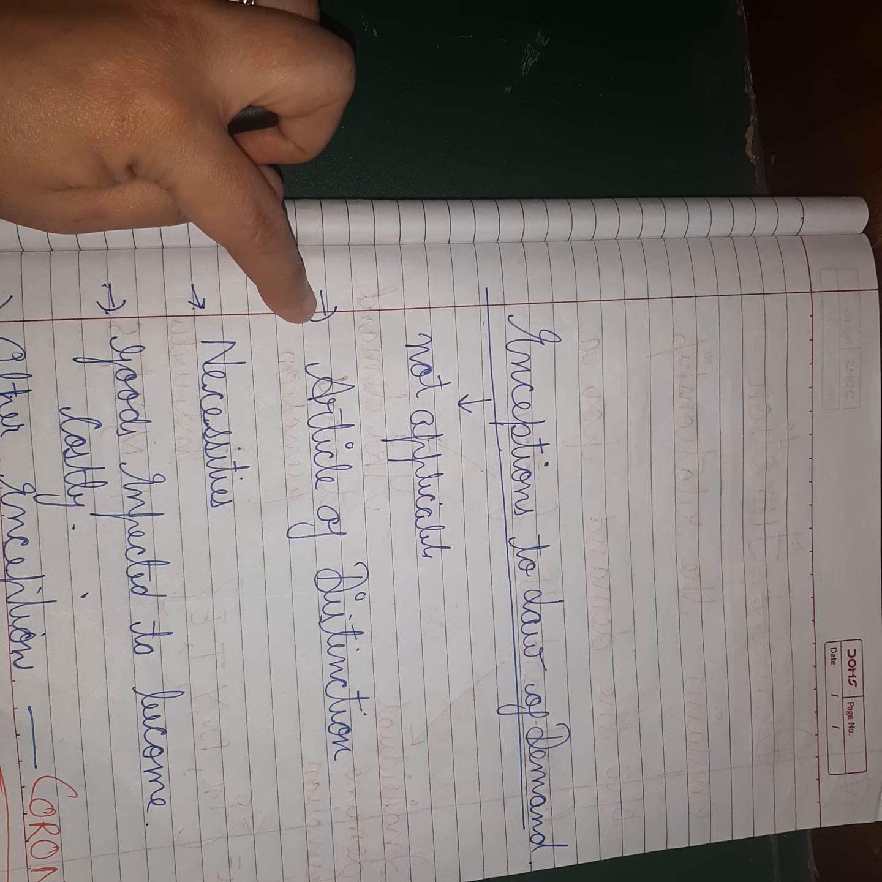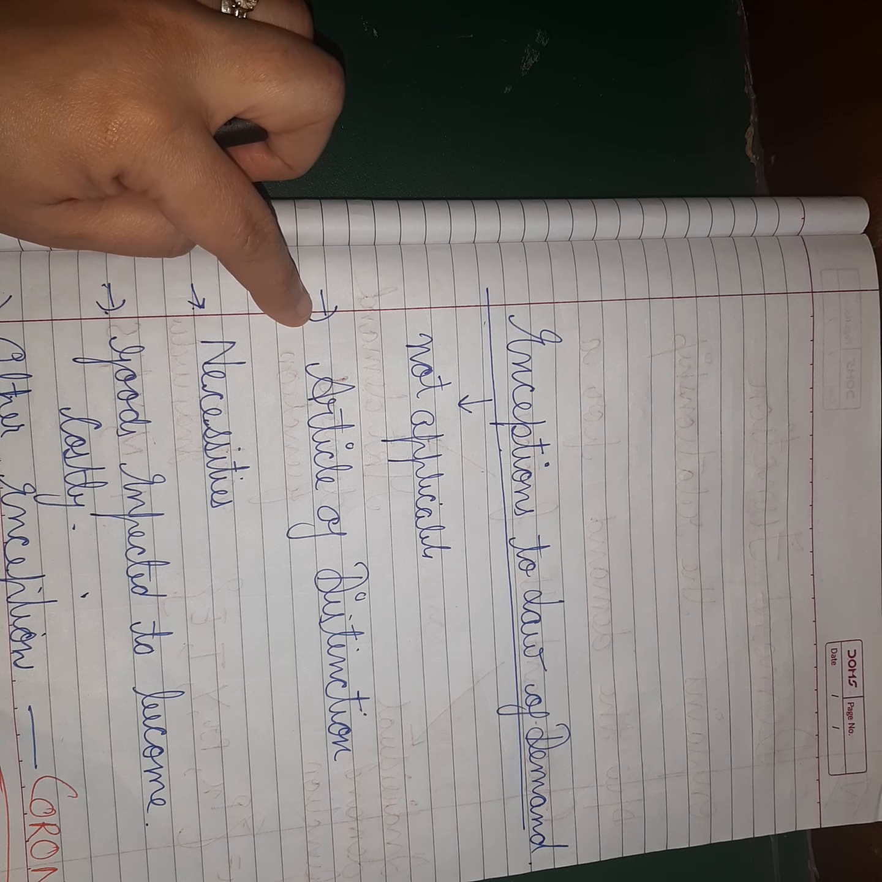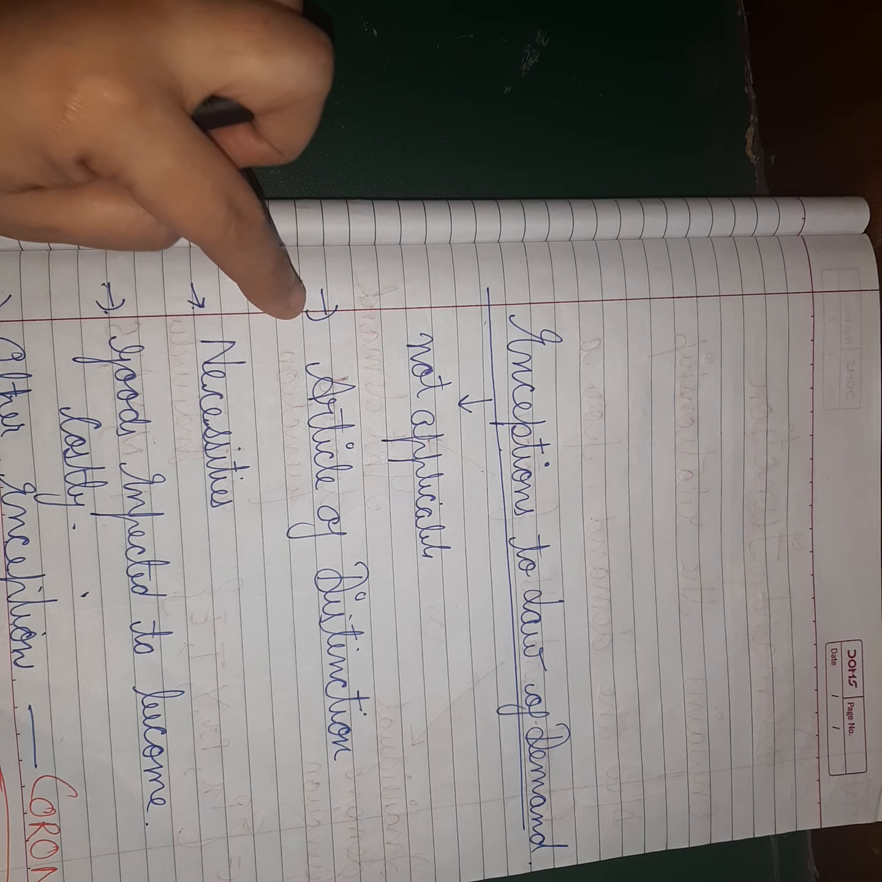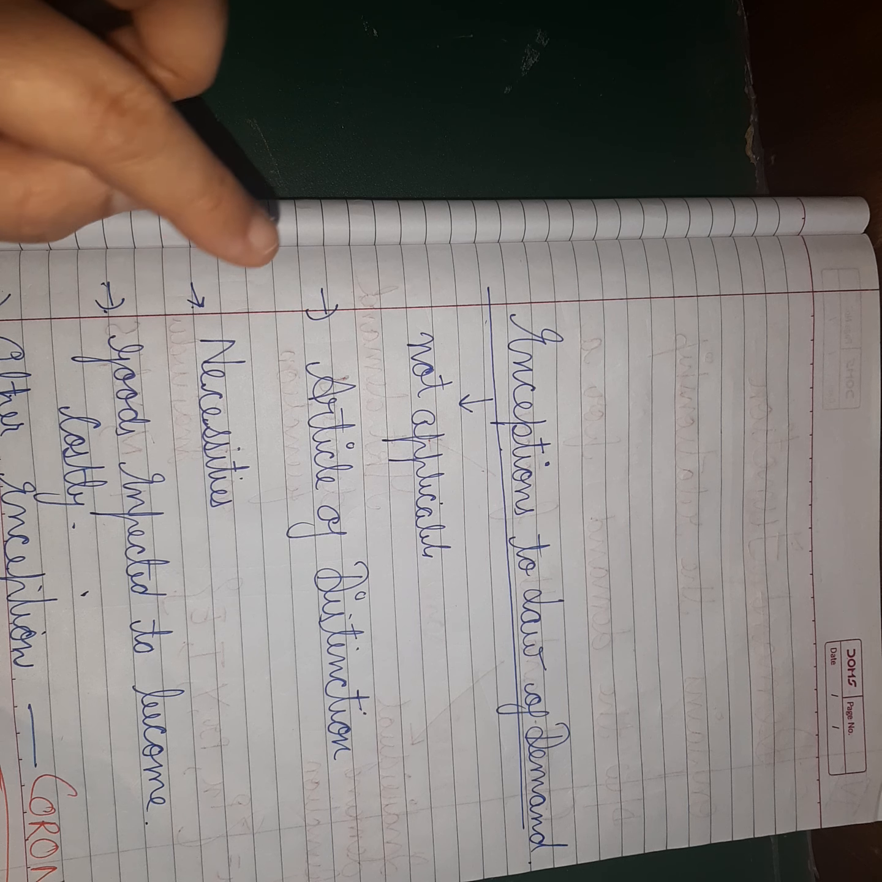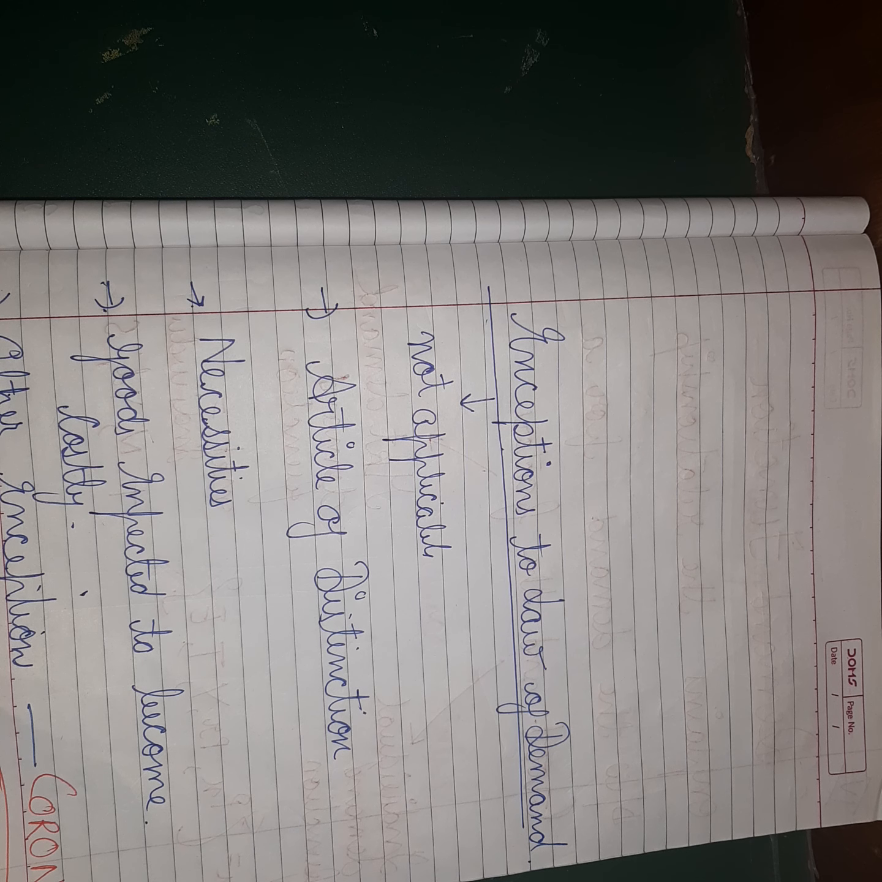The first point is articles of distinction, like diamonds, costly carpets, sceneries. On these things this law of demand is not applicable because when the price of diamonds is high, its demand will be more. As the price of diamonds falls, it is not going to be an article of distinction.